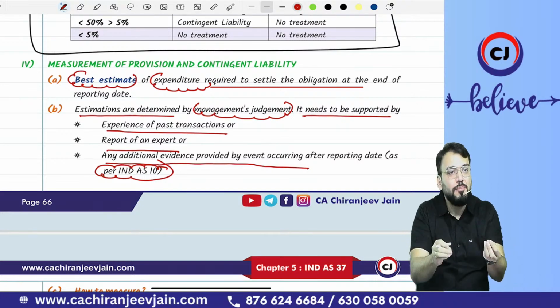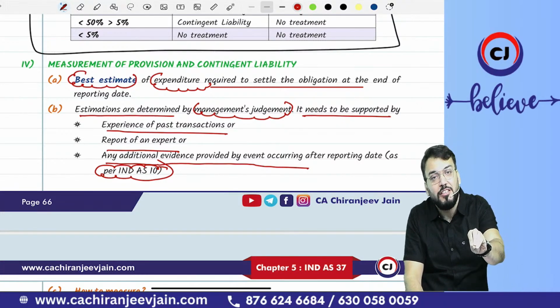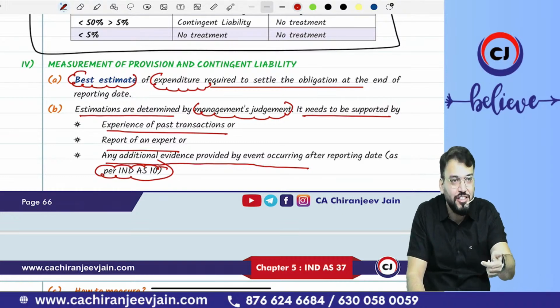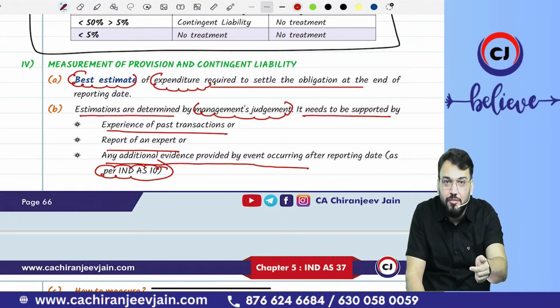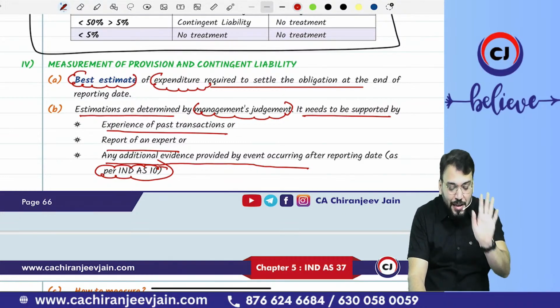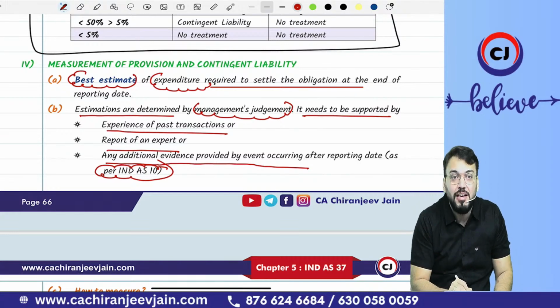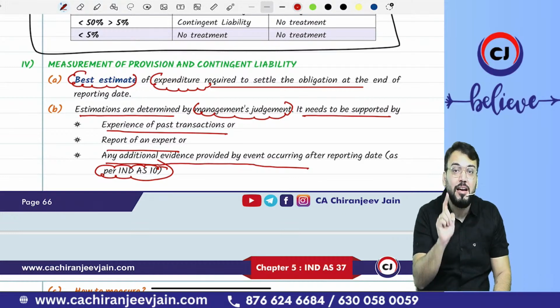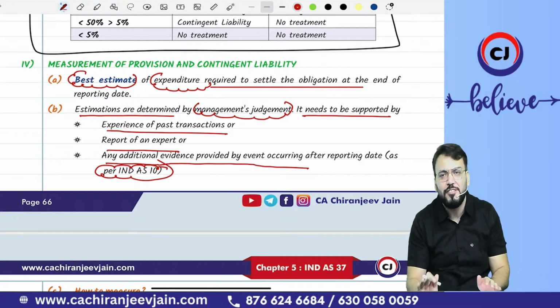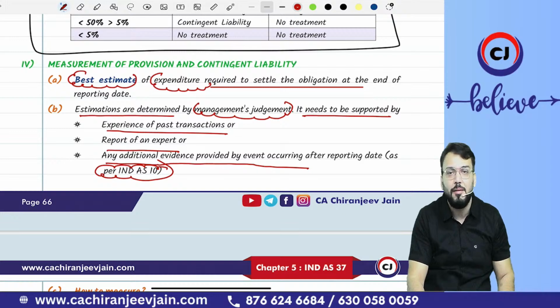So from the examination point of view, all the information will be given in the question, we only need to do some calculation. Got this point? I hope you have understood what the keyword is. Estimation will be based on management judgment, this becomes the keyword, supported by experience of past transaction. Let me take one example.